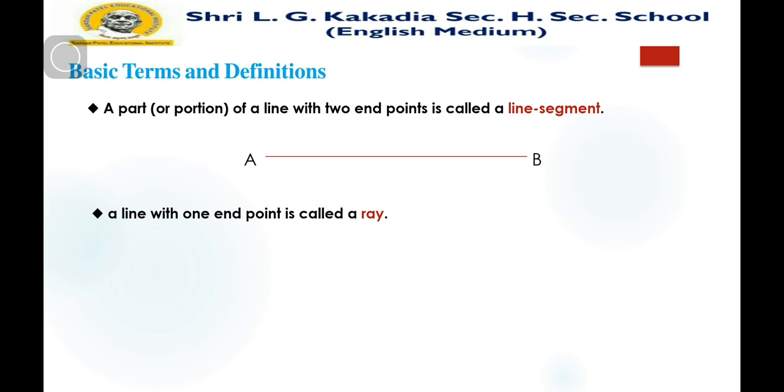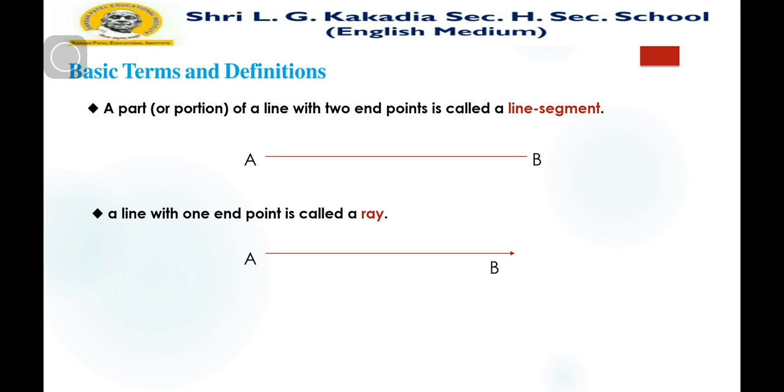Now the second definition. A line with one endpoint is called a ray. If we take an endpoint on only one side, then it is denoted as a ray. As you can see, here one endpoint is A, and to denote the direction we take B. Such a graph is known as a ray.